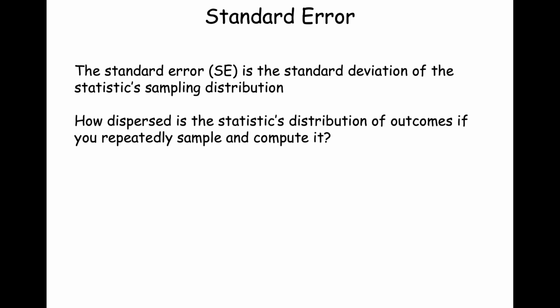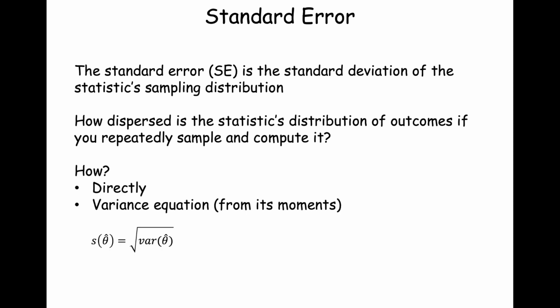Now, the reason why you call it standard error, it's a nod to your audience to let them know that this particular standard deviation is not the standard deviation of a sample, it's the standard deviation of some statistic that you computed over a sample. So that's why you call it something different, because you want to make that distinction that this is the standard deviation of a distribution of statistics, not of individual samples. And so what does this say? The standard error measures how dispersed the statistic's distribution of outcomes is if you repeatedly sample and recompute it.